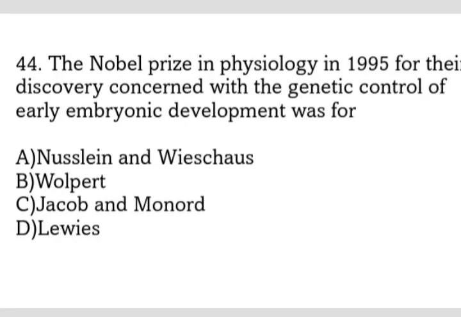Question number 44. The Nobel Prize in Physiology in 1995 for the discovery concerned with the genetic control of early embryonic development was for option A, Nüsslein-Volhard and Wieschaus, option B, Wolpert, option C, Jacob and Monod, option D, Lewis. The answer is option A, Nüsslein-Volhard and Wieschaus.